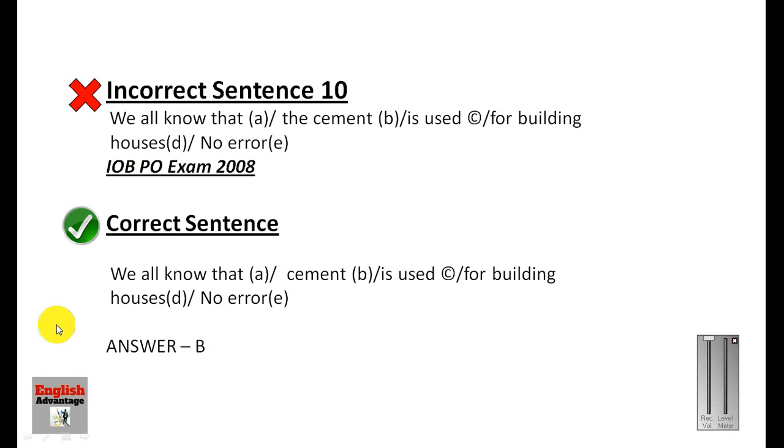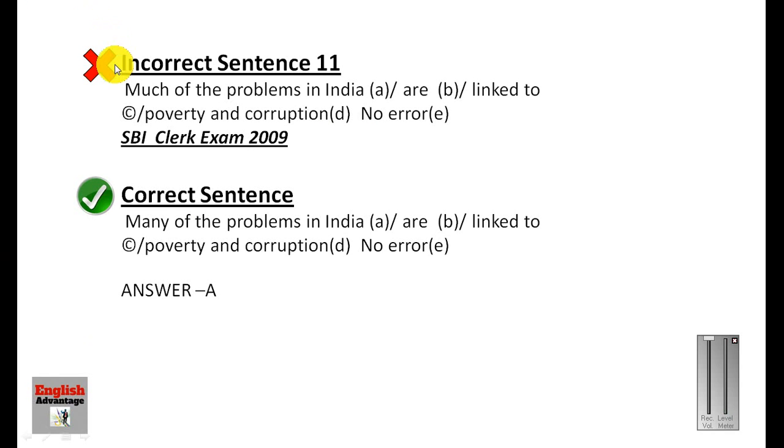So now let us see the next question. Much of the problems in India are linked to poverty and corruption. "Problems is followed by are," this is okay, and "linked to" is also correct. So the problem lies here actually in this word.